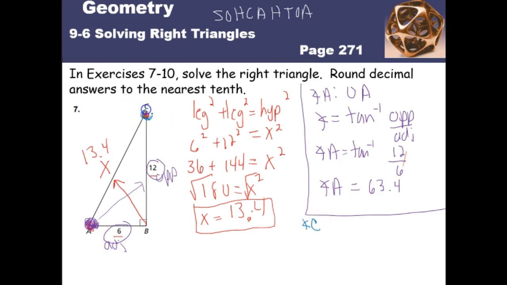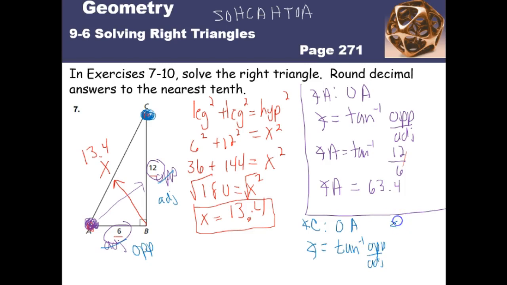So I'm now here at angle C, and that means my opposite and adjacent have to change. So now this is the opposite, and this is the adjacent. And I still have to use 6 and 12. This time 6 is the opposite, and 12 is the adjacent, so that's still O and A. So I'm going to say the angle is equal to the inverse tangent of the opposite over the adjacent.